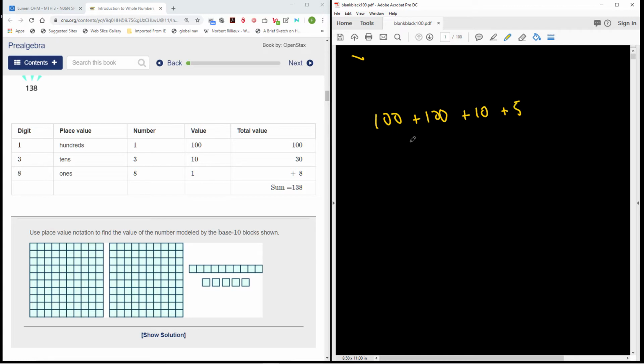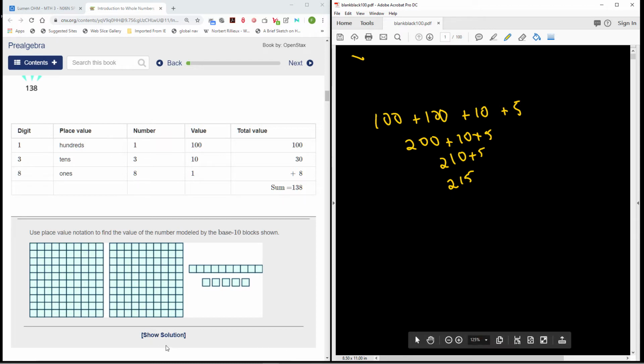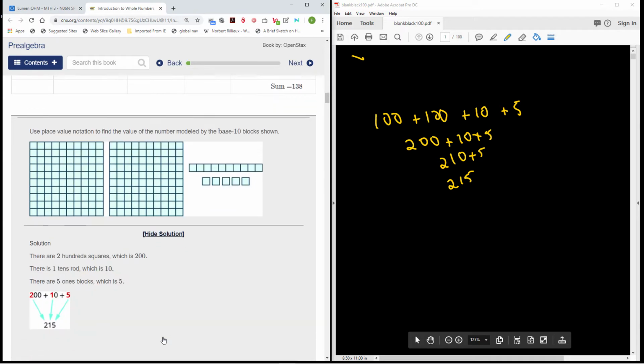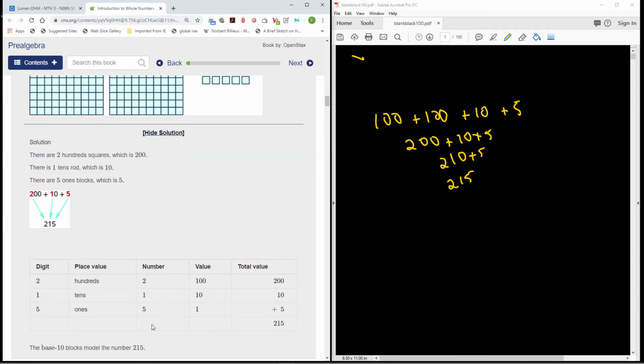So 100 and 100 is going to give us 200, plus 10, plus 5. So we end up with 200 plus 10 is 210, plus 5. So we have 215. You can see that here. So we have 215.